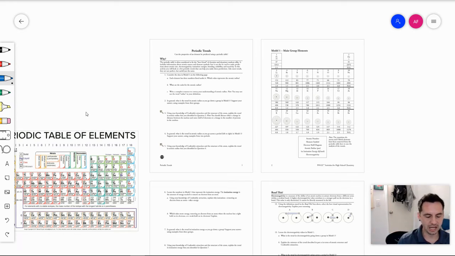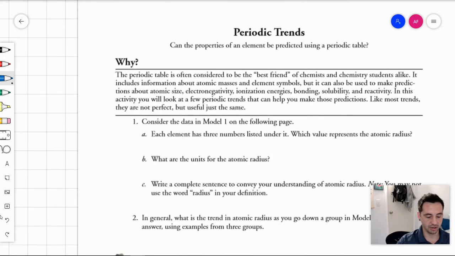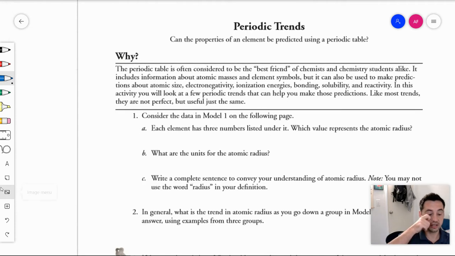Okay, so there's three periodic trends we're going to discuss. The three trends we're going to talk about are number one, atomic radius. Okay, atomic radius is just the size of the atom. Pretty simple, size of the atom.